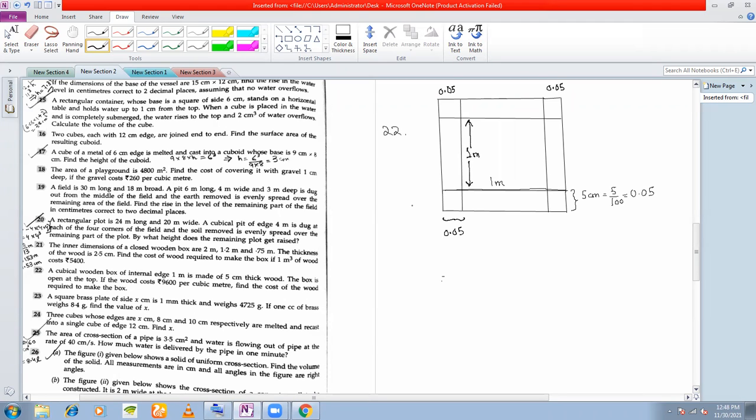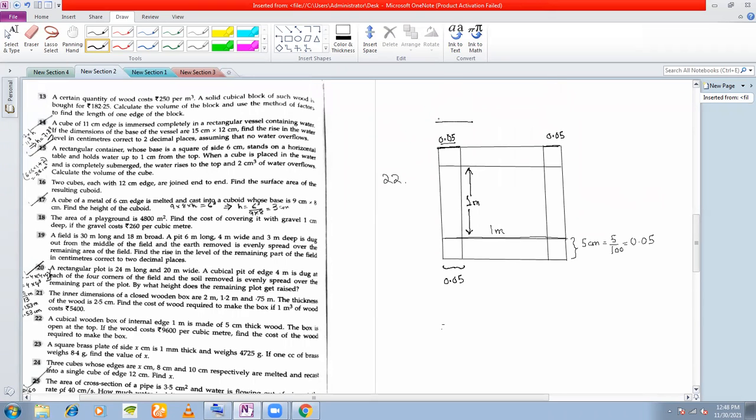So now if you see this side is 0.05, this length, the thickness. And this is 0.05. So what should be the external length? 1 plus 0.05 plus 0.05, which is equal to 1 plus 0.1 is 1.1. And what should be the external breadth? Again, this is also 1.1, because you have two thicknesses, 1 plus 0.05 plus 0.05. This should be 1.1.